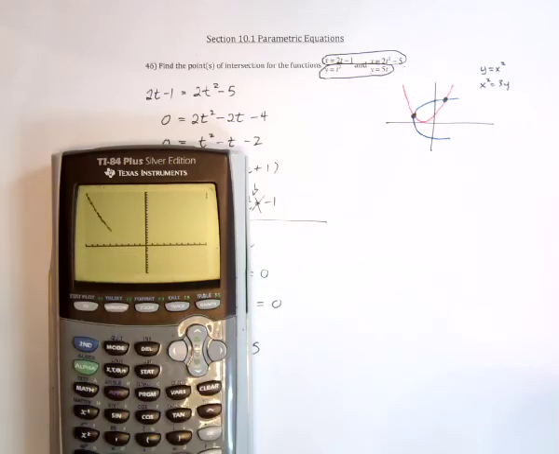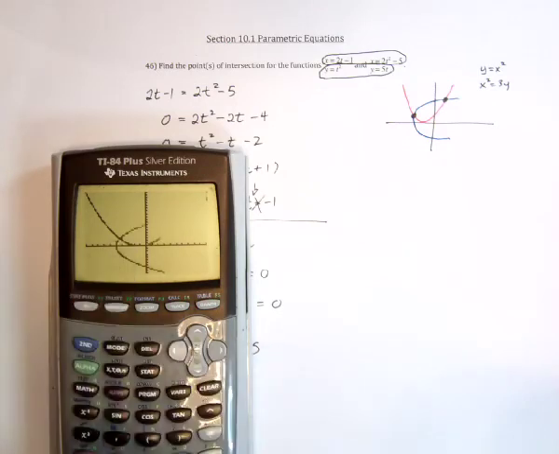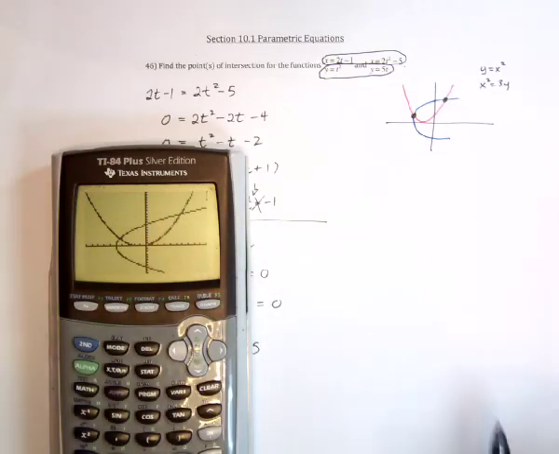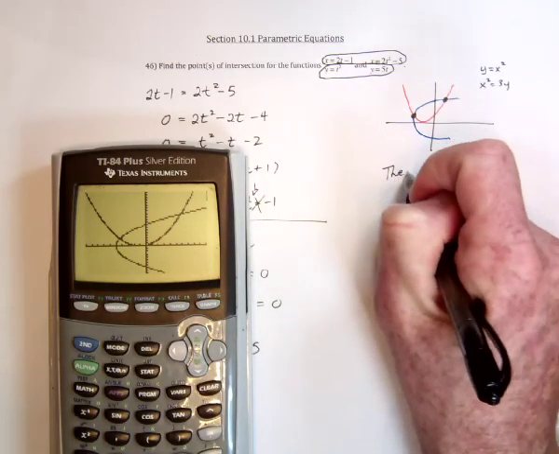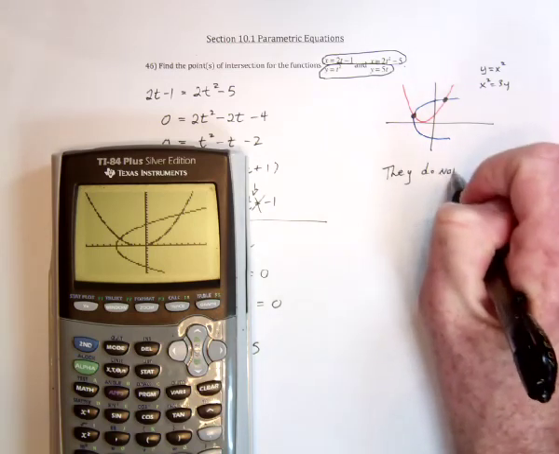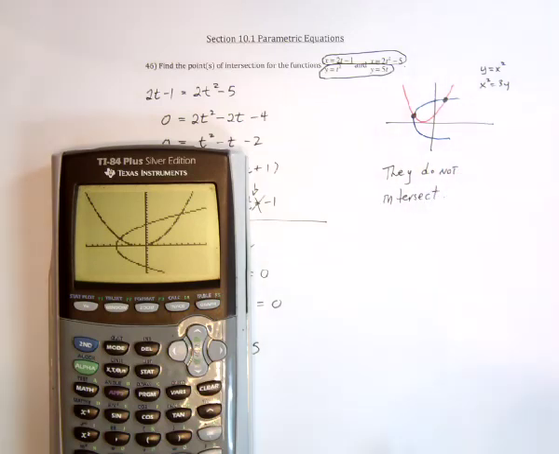Wow, that really slowed it down. So there, no, they didn't get there at the same time. And there, no, they didn't get there at the same time. So as far as parametric functions, they do not intersect because they don't get there at the same time.